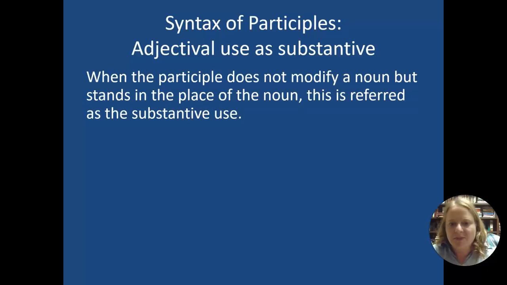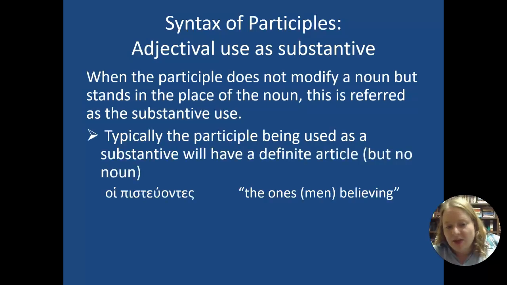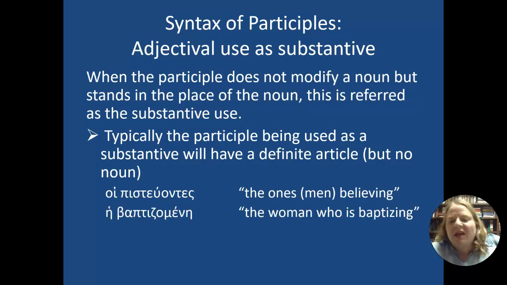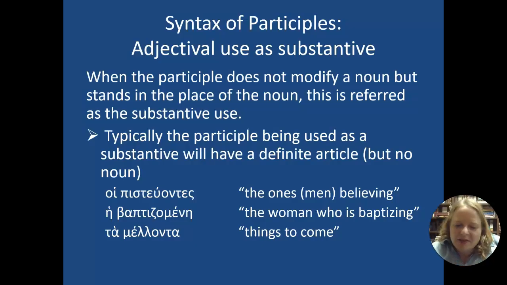And so here, when the participle doesn't modify a noun but just stands in its place, you end up with something like this. Hoi pisteuontes, the believing ones, or the believing men, because they're just there, or the ones who believe, or the men who believe. Same thing you could have in the feminines, like the woman who is baptized, or she's not really the baptizing woman, she's being baptized in this case. She's passive. And then ta mellonta, the things to come. That's a common one that just stands by itself.